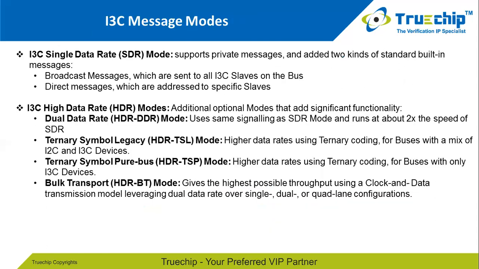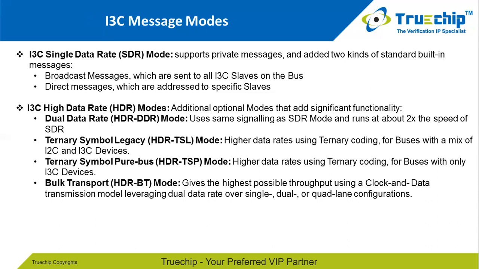As I said earlier, I3C has different types of messaging modes. SDR, single data rate, which supports private messaging using direct and broadcast messages. SDR DDR uses the same signaling as SDR mode and runs at about 2x the speed of SDR. HDR TSL mode is used for higher data rates using ternary coding for buses with a mix of I2C and I3C devices. HDR TSP mode is used for higher data rates using ternary coding for buses with only I3C devices.